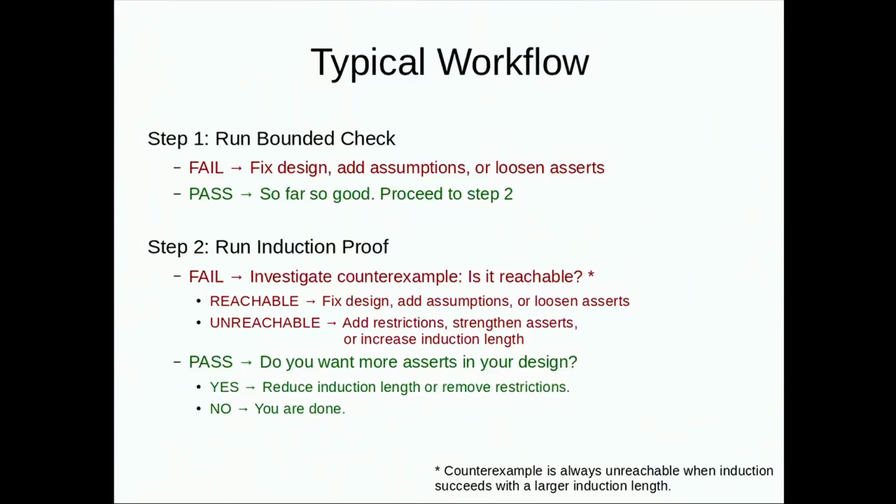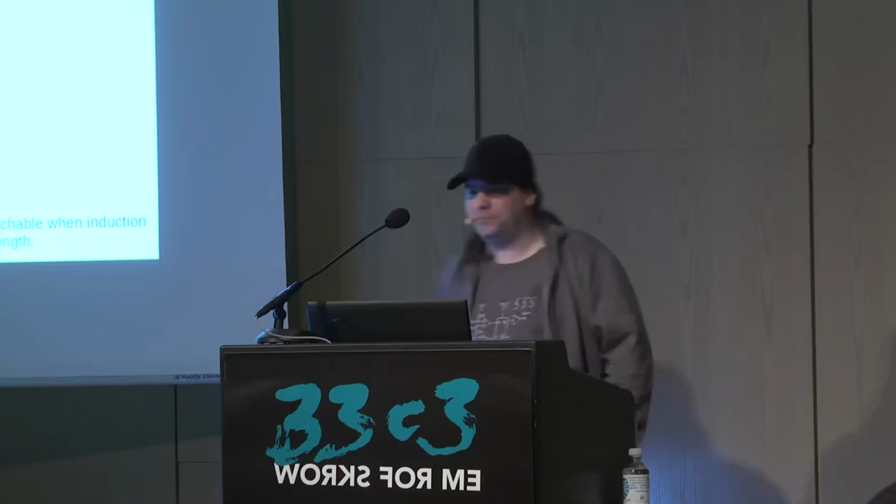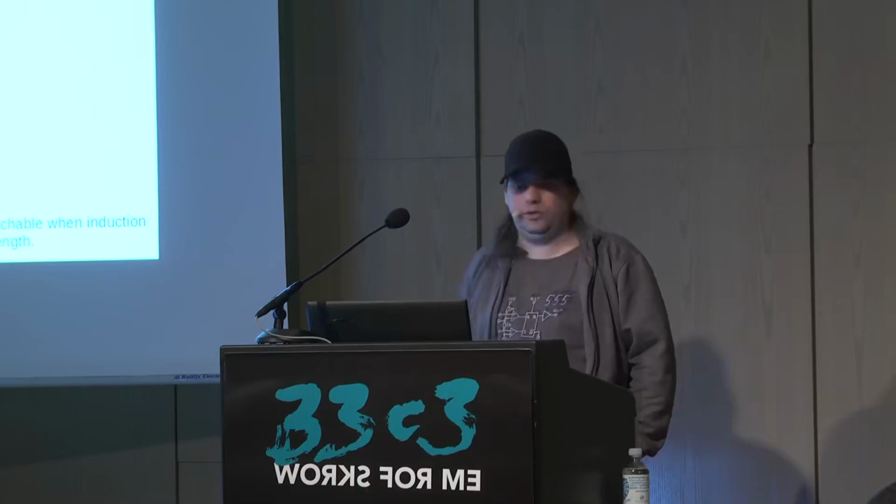So the typical workflow would be, we first run a bounded model check. That's the easy part. We say, for 10 steps, for 20 steps, see if you can find a violation of my assertions within 10 or 20 steps. And if this fails, then we know we have a bug. We know we either have a bug or one of our assertions is bogus. This is, of course, also an option. So the solution is either fix the bug, or add additional assumptions, or loosen the assertions so that everything is right. If this passes, then we move on to step 2.